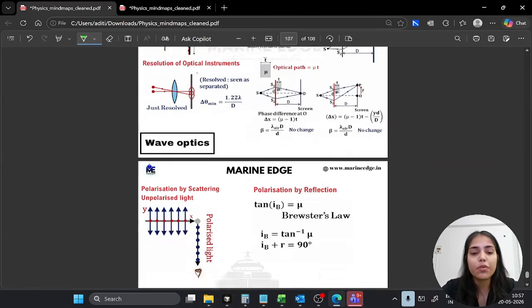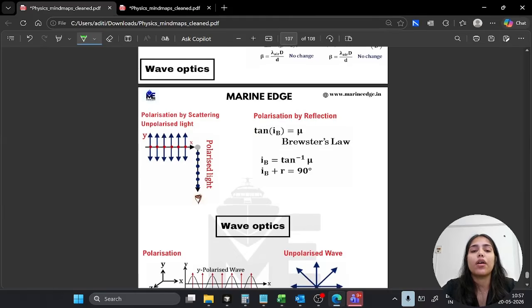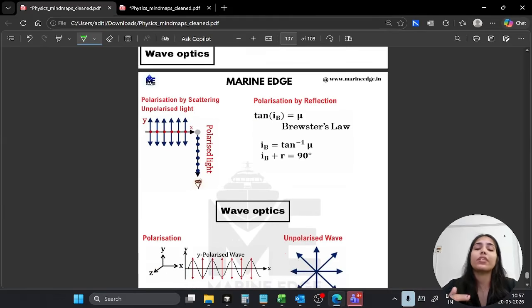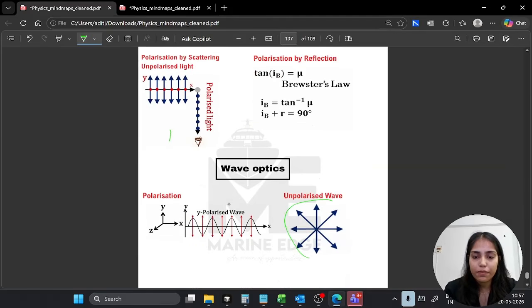Now, moving forward, polarization of unpolarized light. Like we discussed before, an unpolarized wave looks like this. So we use a polarizer to orient all the waves in a single direction, and that gives us a polarized set of light. Now polarization by reflection. If we are using a reflector, then tan iB, the angle at which the polarization is required, is equal to mu. This is Brewster's law.